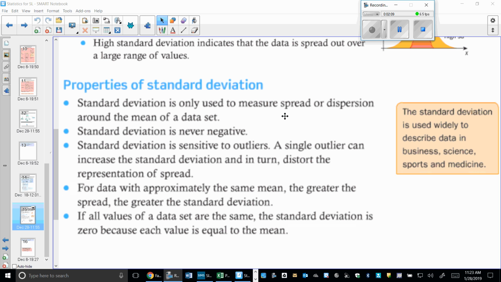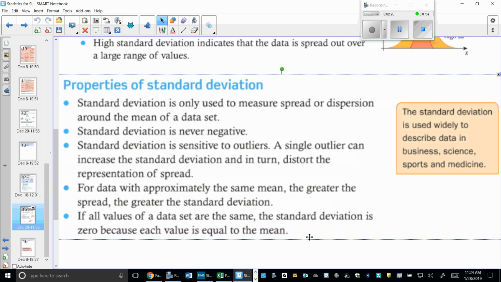It's only used to measure spread or dispersion. Check. It's never negative. Okay. So what you would say is you would have your mean value and you would say it's 1 standard deviation away from it or 1 standard deviation below it. So you could talk about how many standard deviations there are, but you would never say it's a negative standard deviation. For data of approximately, say, the same mean, the greater the spread, the greater the standard deviation. If all values in the data set are the same, the standard deviation is 0.